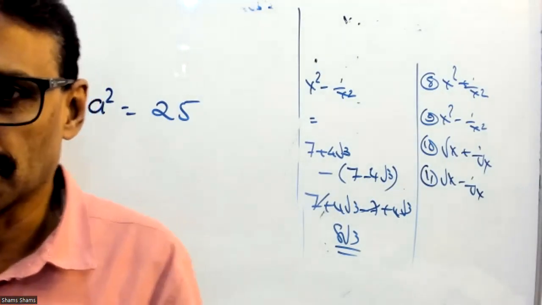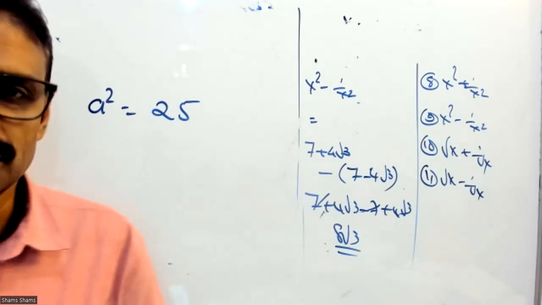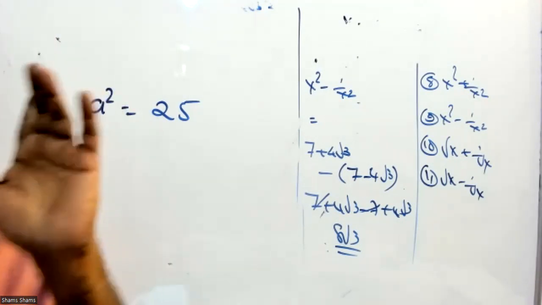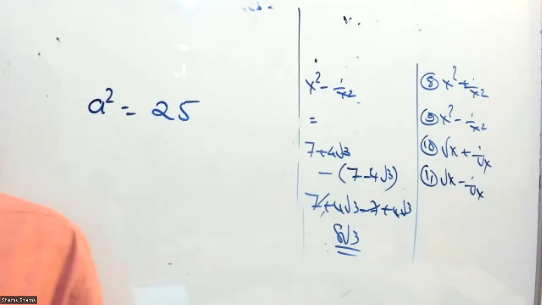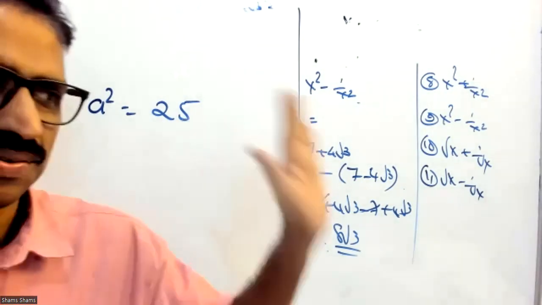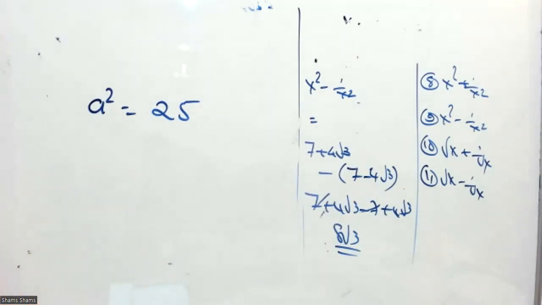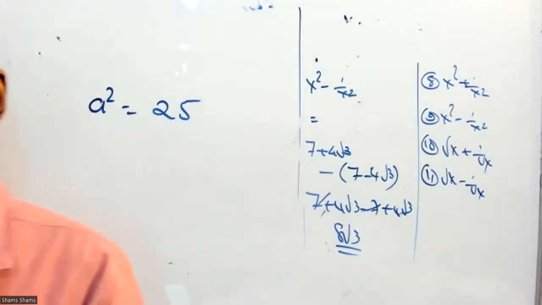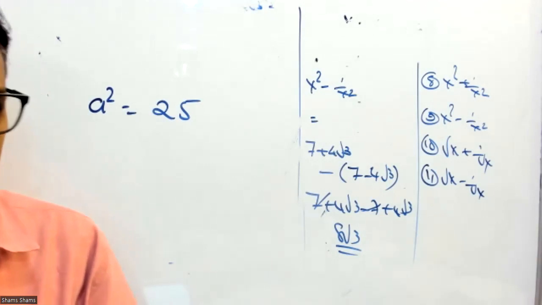Root 25 into root 25, that's not an answer. There is a number there. Is it multiplication like 5 into 5, 25? Root 25 is 5, that's not what I'm asking. Think, there is another number, the same number multiplied. I told you there are two answers, and if you give only one, in a one mark question you'll lose half a mark.